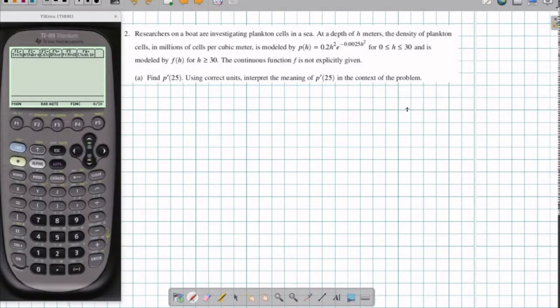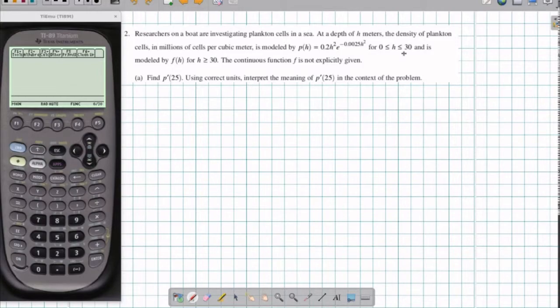And on to problem 2. Problem 2 says researchers on a boat are investigating plankton cells in a sea. At a depth of h meters, the density of plankton cells in millions of cells per cubic meter is modeled by P of h equals 0.2 h squared e to the negative 0.0025 h squared for 0 less than h less than or equal to 30, and is modeled by f of h for h greater than 30.